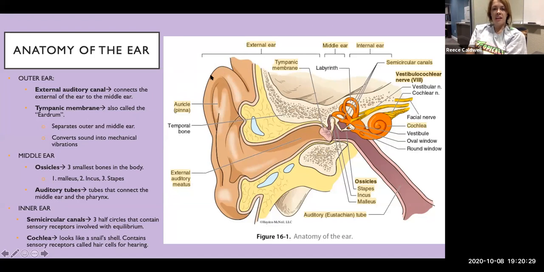First, we have the pinna, which is the satellite dish structure. So what catches the sound waves, the pinna. The external part you can feel, you can move it around. It's made of cartilage. That's the pinna.